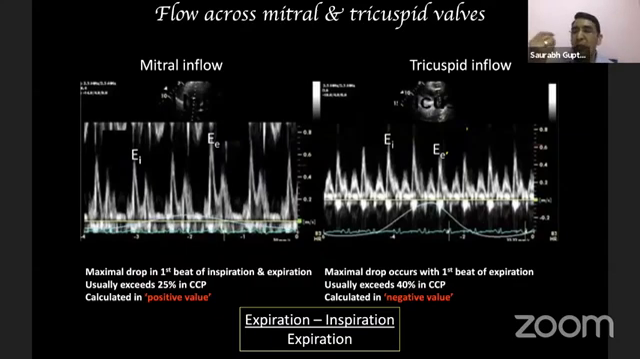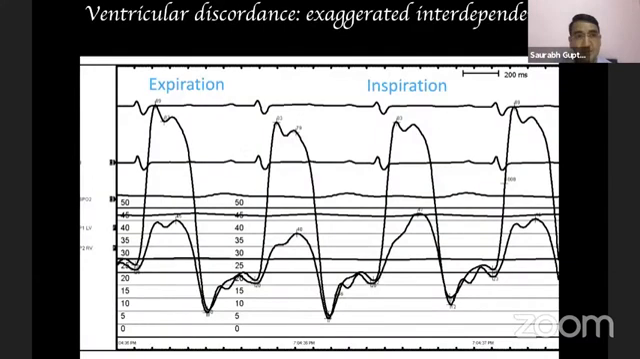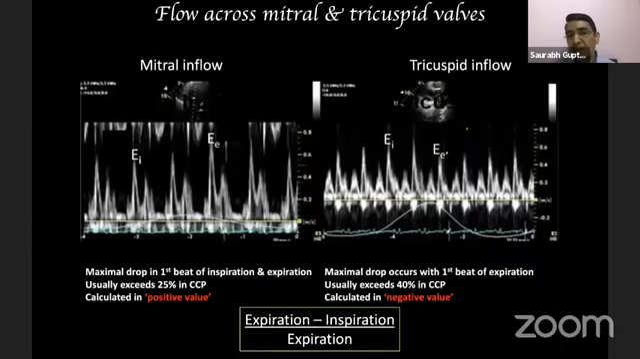Now this ventricular interdependence or ventricular discordance is also seen in mitral and tricuspid valves. First of all, we need to know how to calculate that percent variation. The percent variation is calculated by the value in expiration minus the value in inspiration, divided by the value in expiration.